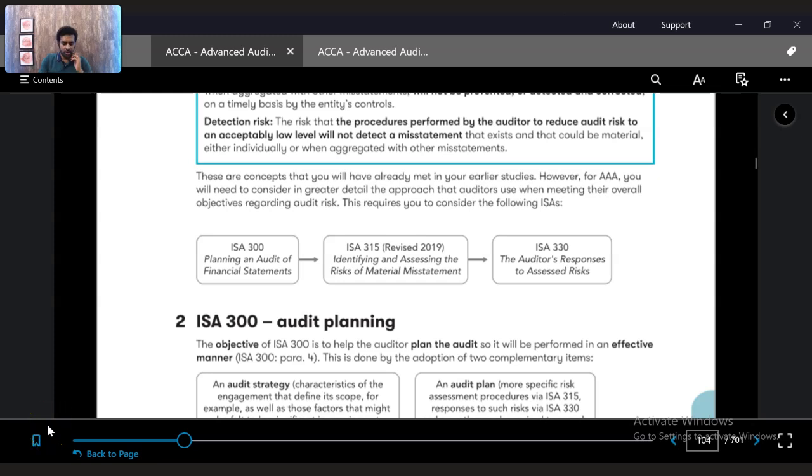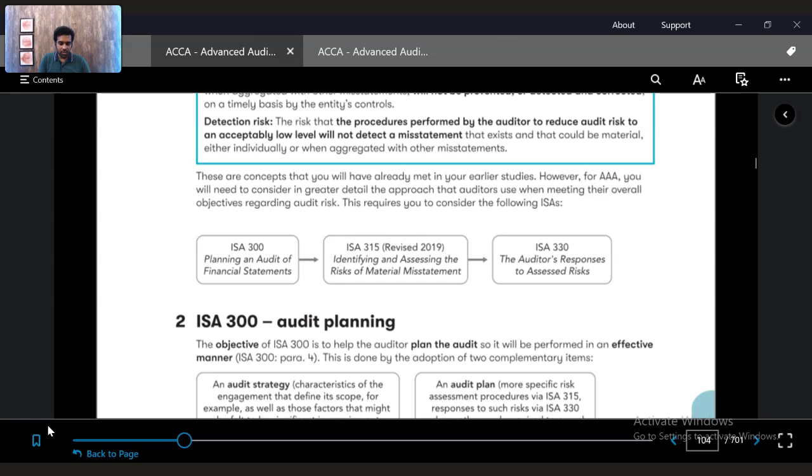So you would have learned about audit risk in your AA exam, but you have to approach the audit risk part in a detailed manner, and you are expected to be acting as an audit manager during the case of your exam. So you'll have to talk to the partner and create a report to the partner, specifically for the audit risk part.